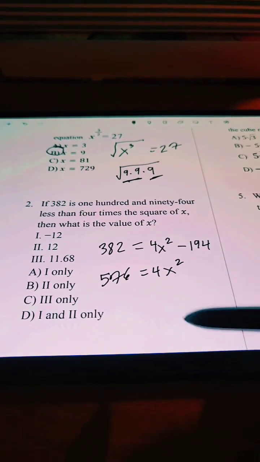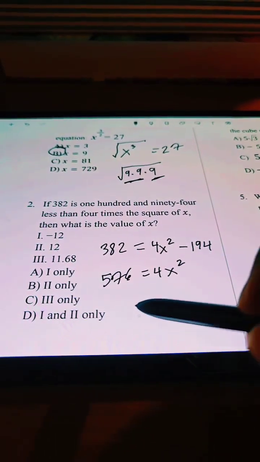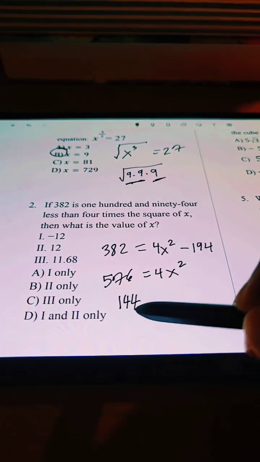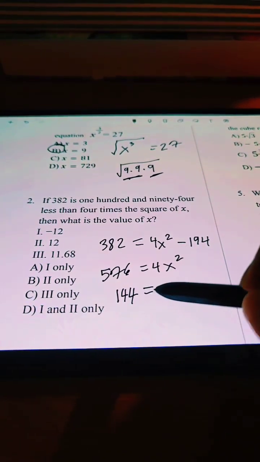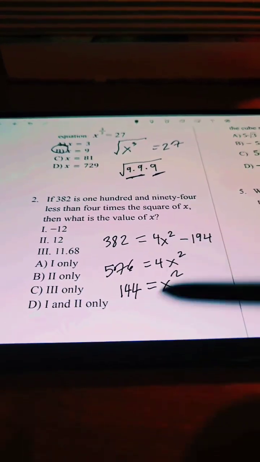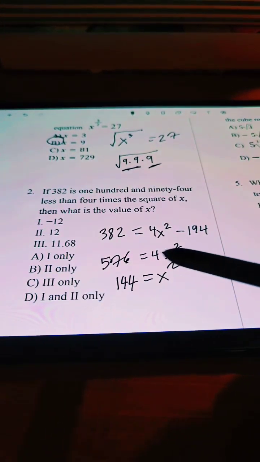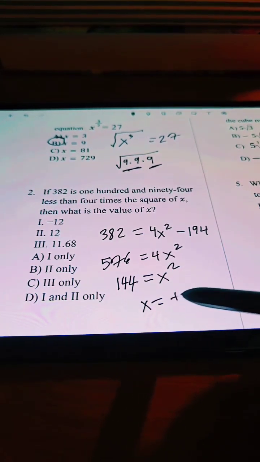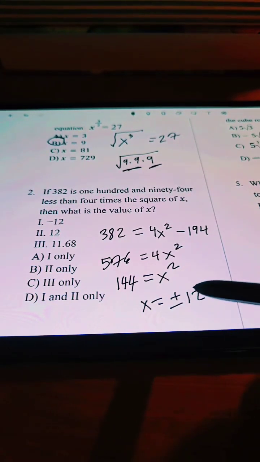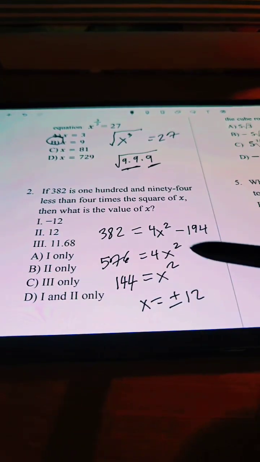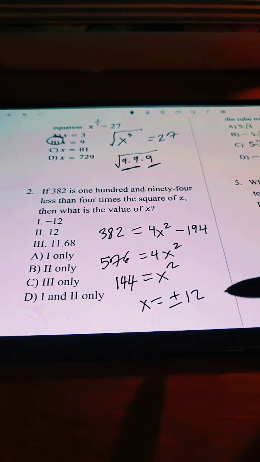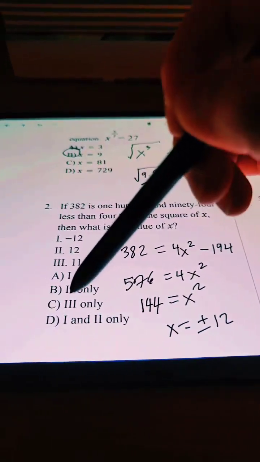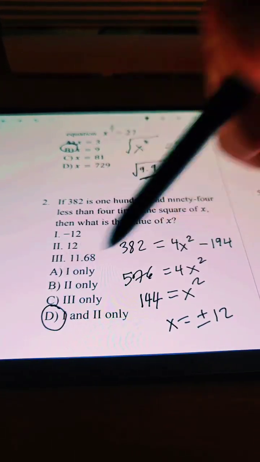Equals 4x squared. Then if we divide by 4, that's going to be 144. And then we have that equaling x squared. So now if we square root each side, we could say that x could either be positive or negative 12. Both of those would work. If you do negative 12 squared, you get positive 144. If you do positive 12 squared, you also get positive 144. So it's 1 and 2. So the answer would be D.